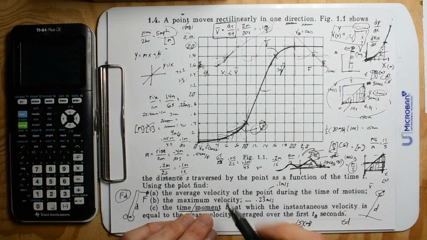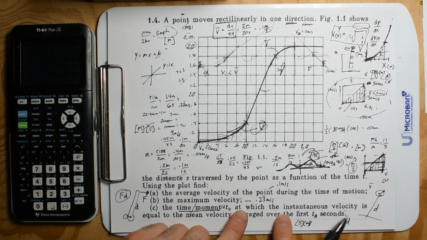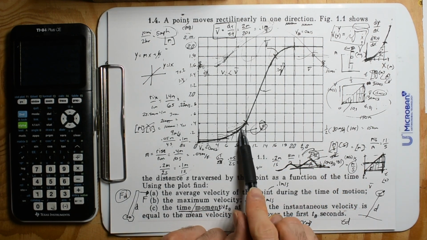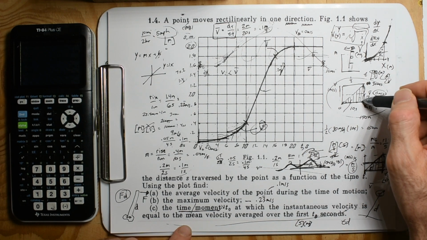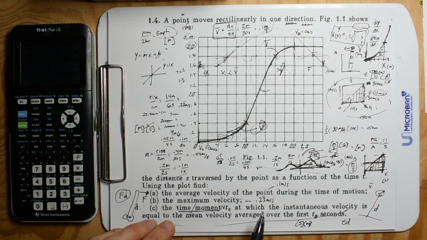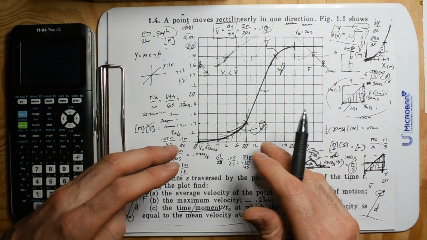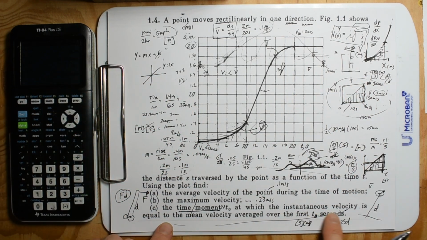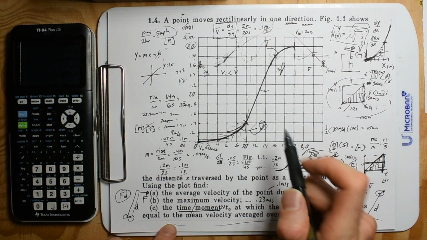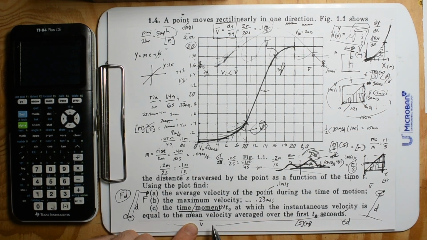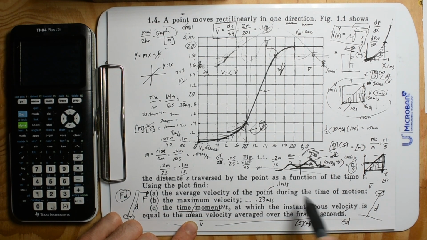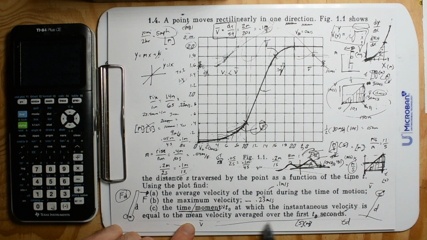So the time or moments, it should be plural, at which the instantaneous velocity is equal to the mean. Hell yeah, we already found those points. I swear I barely read this problem, and you can tell, because I thought we were going to integrate under the curve or something. But it's fascinating. You play around with something and you just solve everything. The mean is just that average velocity. We already found that, averaged over the first t naught seconds.